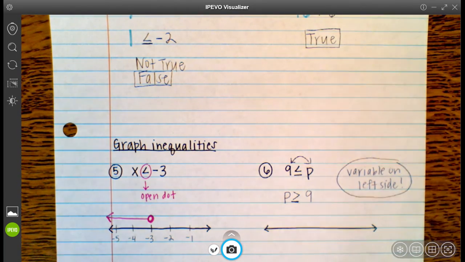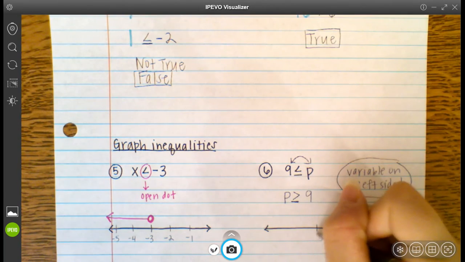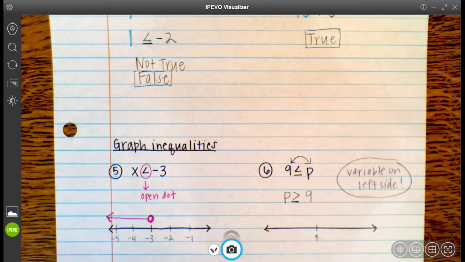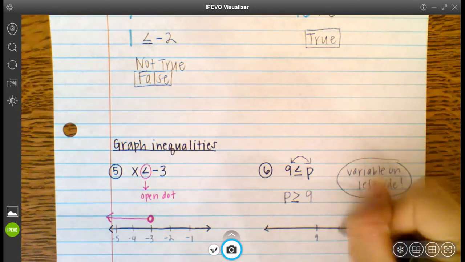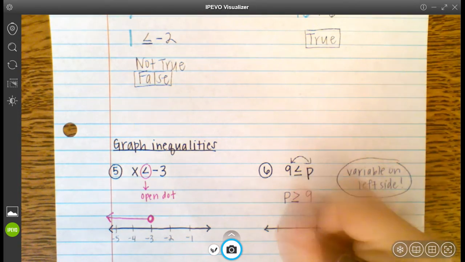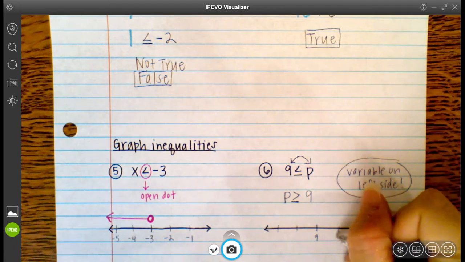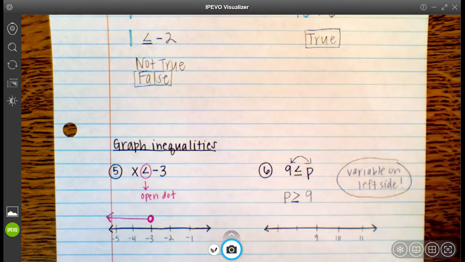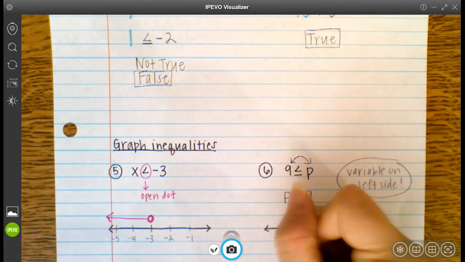All right, now once you have it on the left side, now we can actually create our number line. So again, put 9 in the middle. Give me at least 2 tick marks on either side. So to the right of 9 would be 10 and 11. To the left of 9 would be 8 and 7.